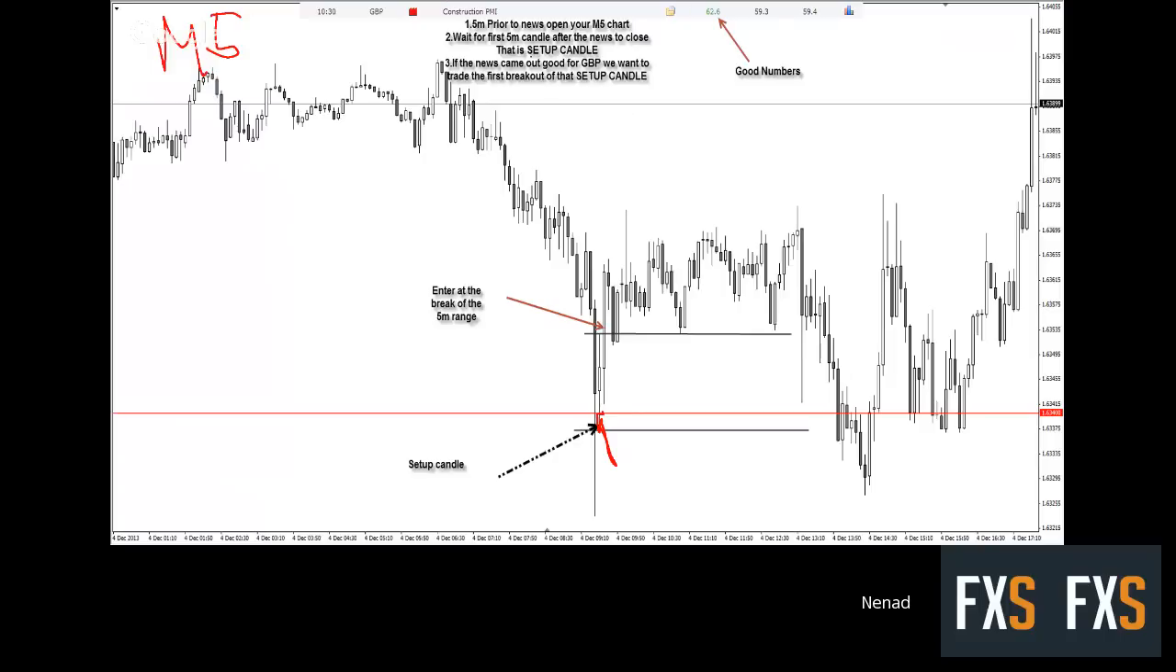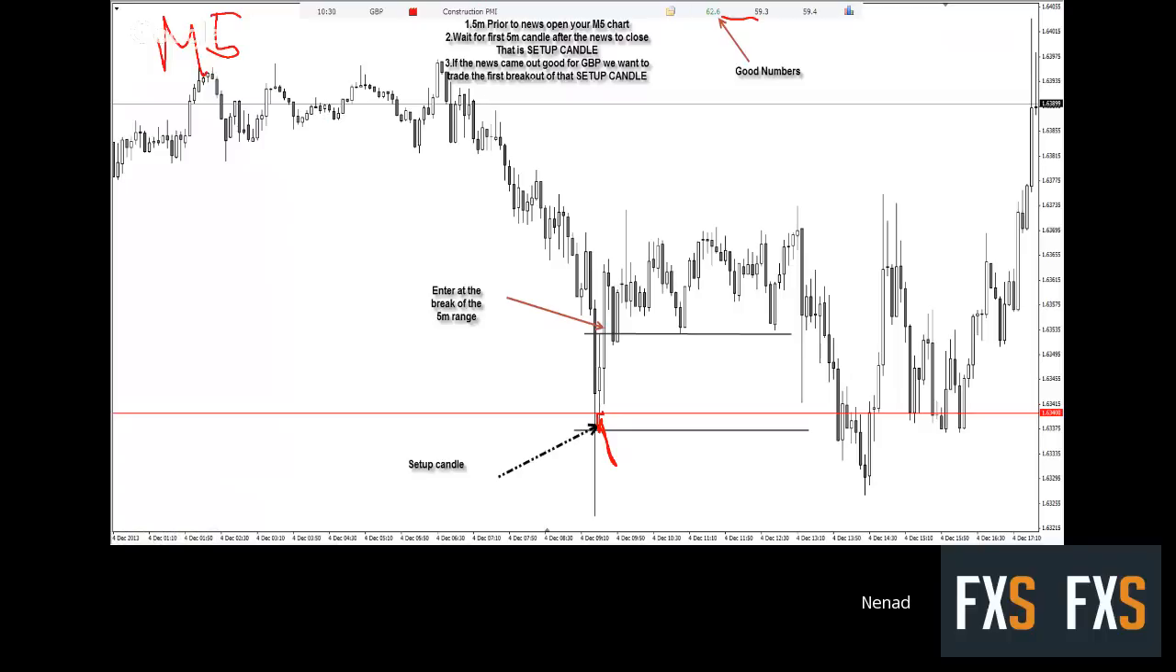If the news came out good for GBP, okay, this is a big deviation. Always try to watch deviation 1, 2, 3. The bigger the deviation, the better. Okay, you need to understand, the bigger the better. If there is no deviation, we simply don't trade news. We wait.